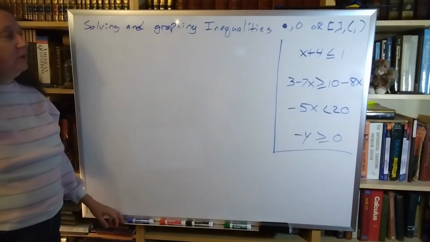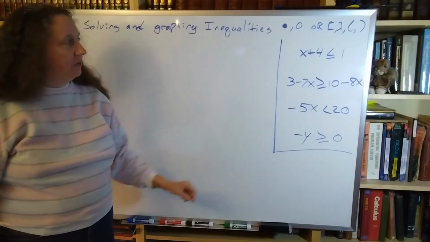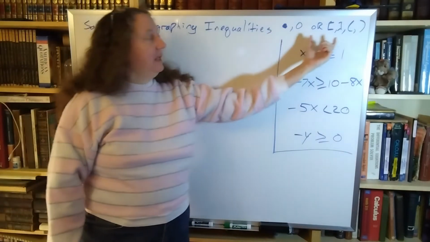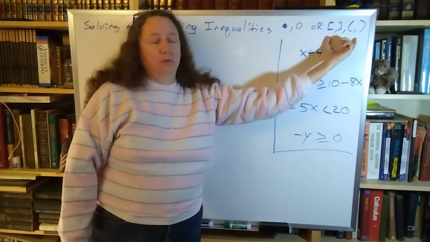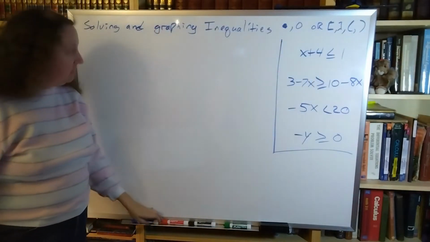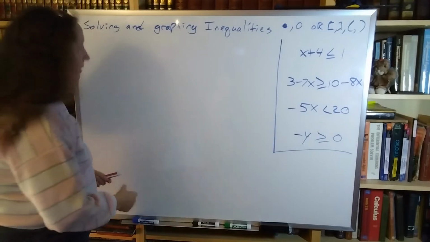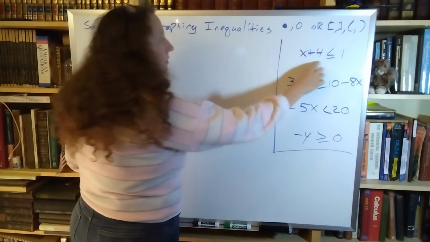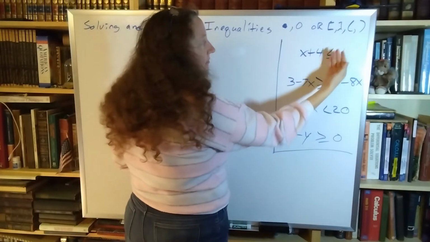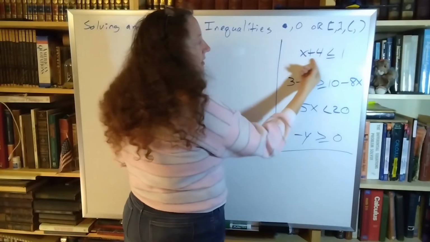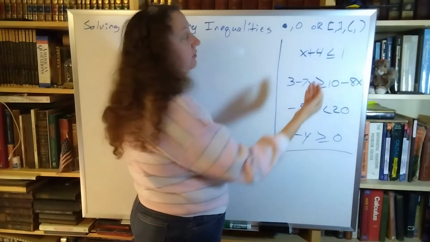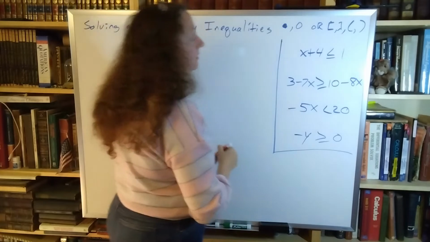Solving and graphing inequalities. We have 4 problems to do. I'm going to do them both with the dot notation and with the bracket and parentheses notation. So first thing we have to do is solve this, because when I look at this, I see that on one side of my inequality sign, I have numbers and letters, and I don't want to have both letters and numbers. So first I need to solve this.